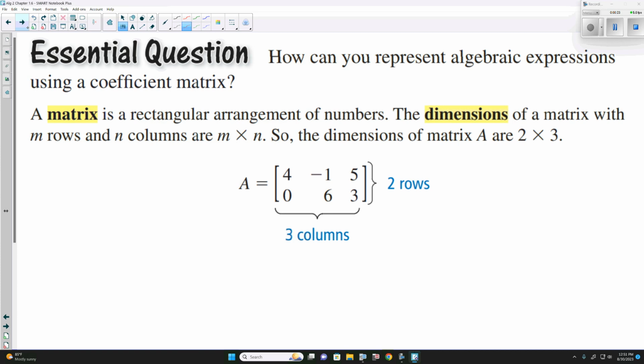Now, the dimensions of a matrix are noted as rows and columns. The number that we have going up and down is rows. The number left and right is our columns. So this here has 2 rows and 3 columns, so we call it a 2 by 3. Rows number always goes first, columns goes second.